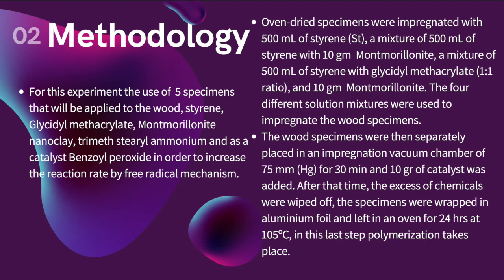The wood specimens were then separately placed in an impregnation vacuum chamber of 75 millimeters for 30 minutes, and 10 grams of catalyst was added. After that time, the excess of chemicals were wiped off. The specimens were wrapped in aluminum foil and left in an oven for 24 hours at 105 Celsius. In this last step, polymerization takes place.